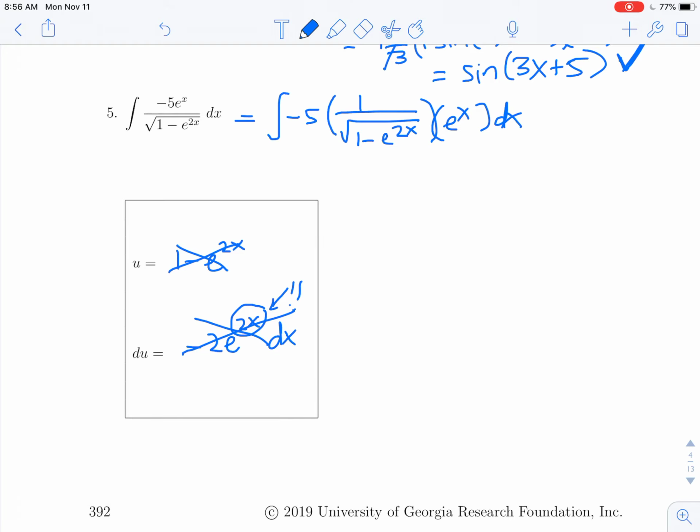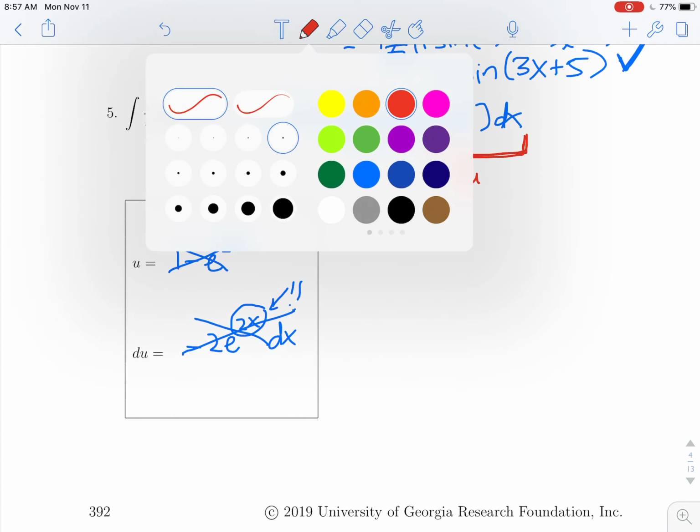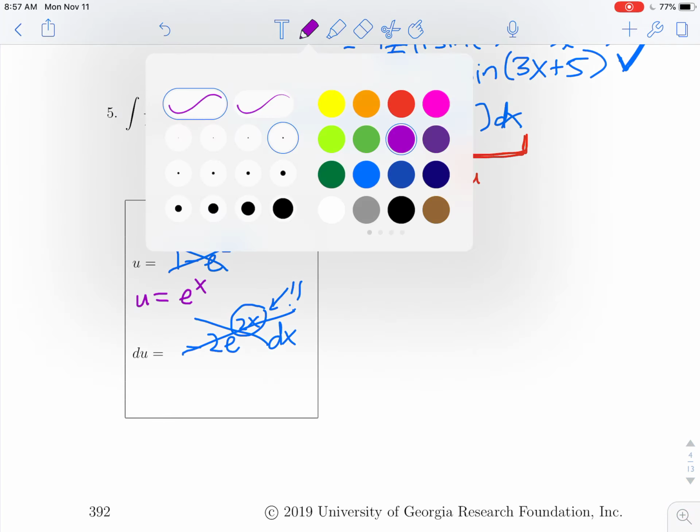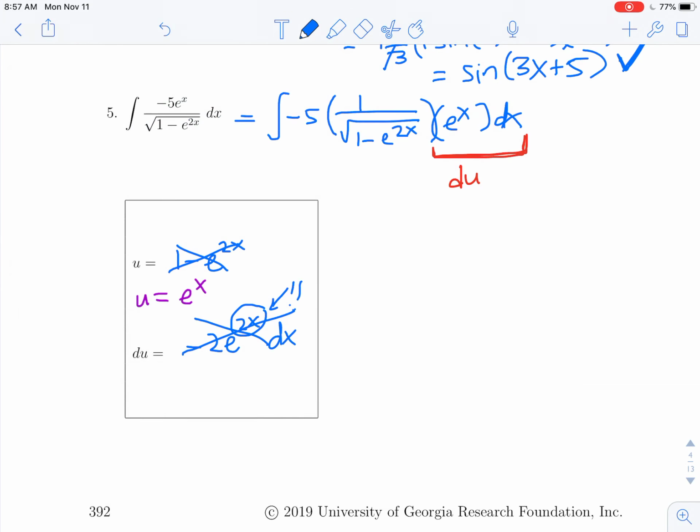Now, in this particular example, it looks like based on the structure of things, at least more or less, this e to the x dx needs to be your du. And so that suggests a different choice of u. What that suggests is that the u that we use should maybe be e to the x. And then the question is, can we find it somewhere in our integral? And we can.